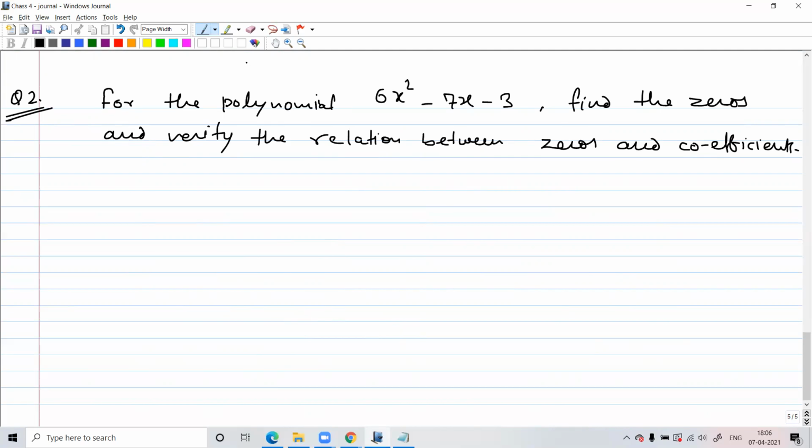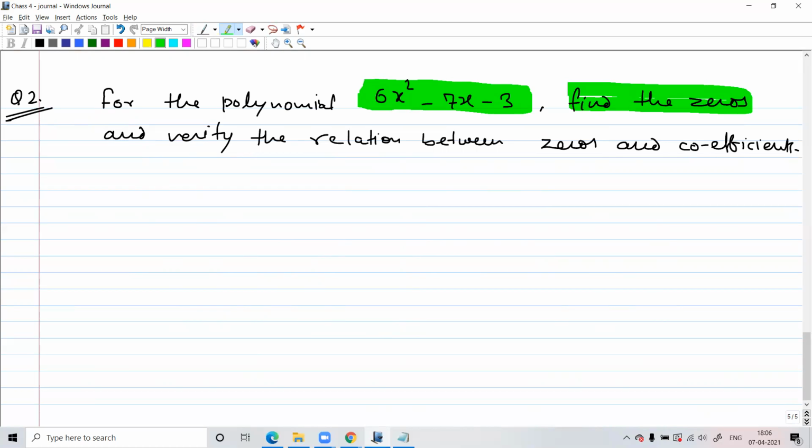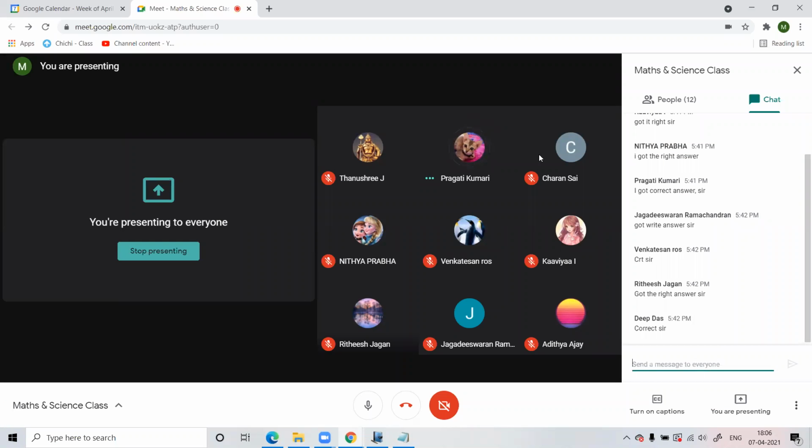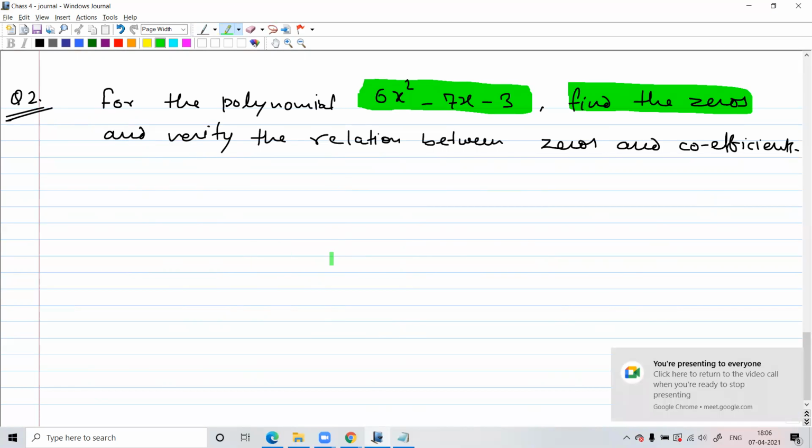So this question, what they're asking you to do, they're saying that there is a polynomial 6x squared minus 7x minus 3. So first they said find the zeros. Okay, do you know how to find it? How many of you know? Say yes or no. Give me a yes or no in the chat window. Yes, sir. I know, sir. You know, okay. See, all you have to do is split the middle term, find the factors, make it equal to 0 and find the value of x which makes them 0.